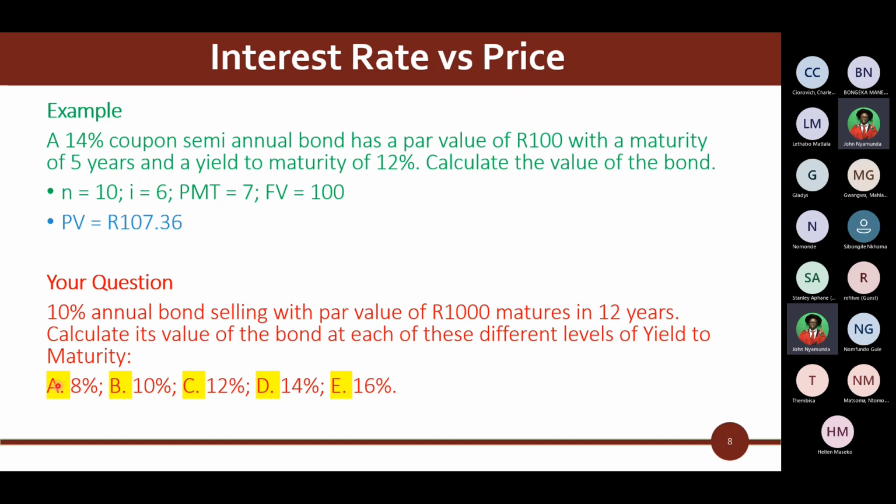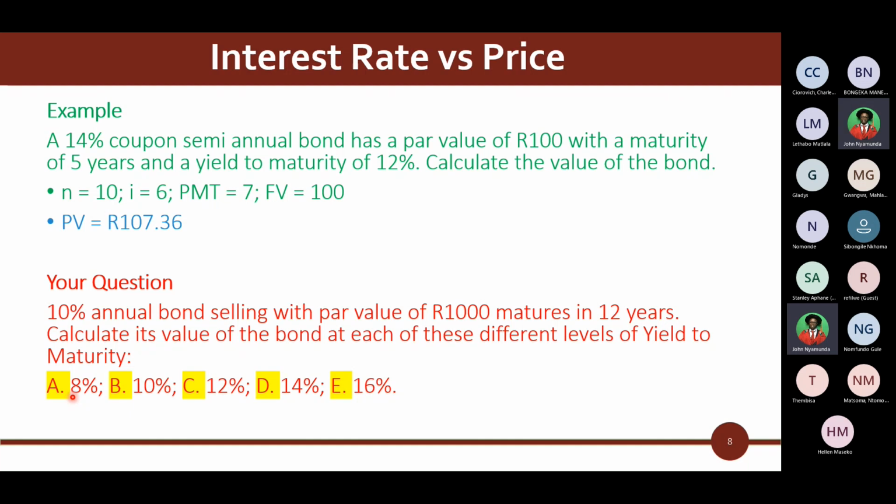I is 8. Then say PV. PV, what answer do you get? Letabo, are you still stuck? No, I'm not. Thank you. Okay.